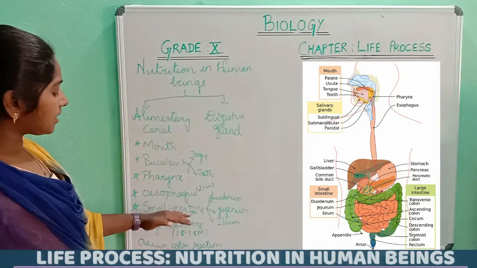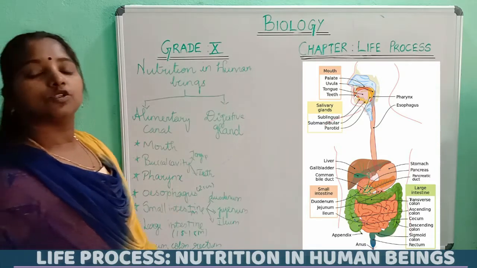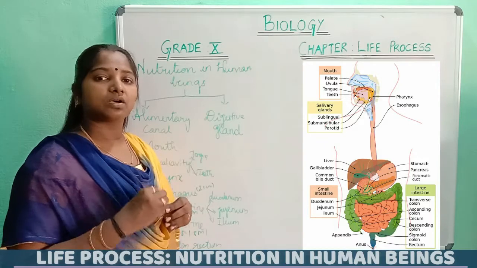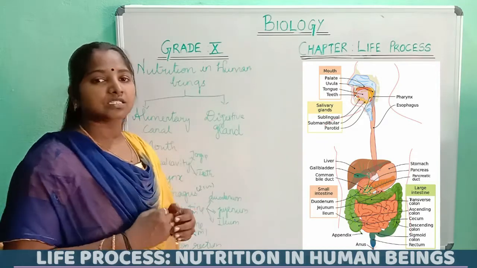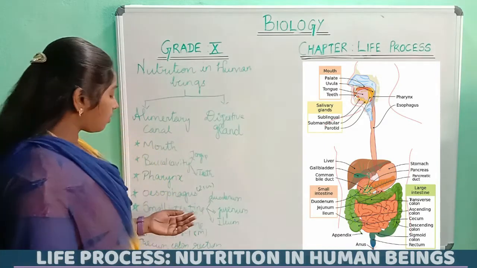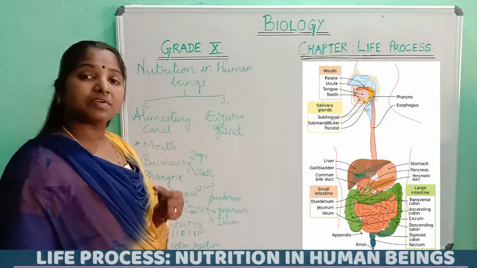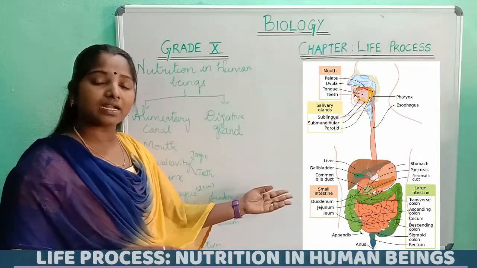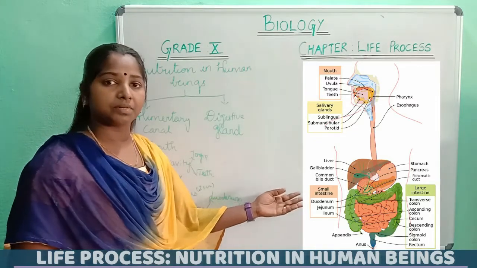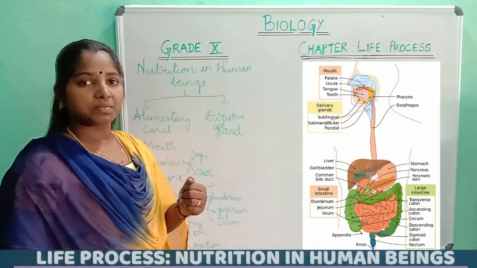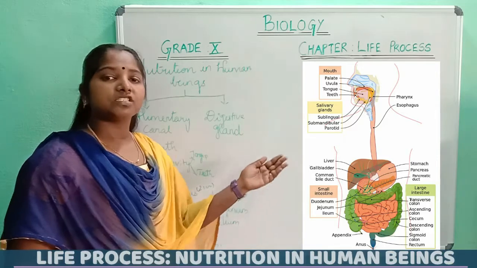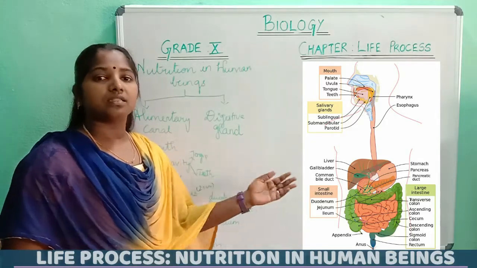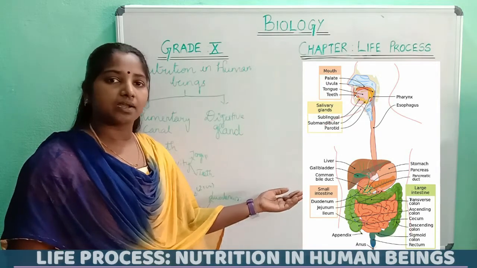Then after that it reaches the small intestine. The small intestine is a very important organ, and all the digestion process takes place only in the small intestine. Understood? It is nearly 7 meters in length. It is a coiled tube. If you see the small intestine, it is very coiled and folded, and it is nearly 7 meters in length. But if you see the width or thickness, it is very thin. That's why the name arises as small intestine.